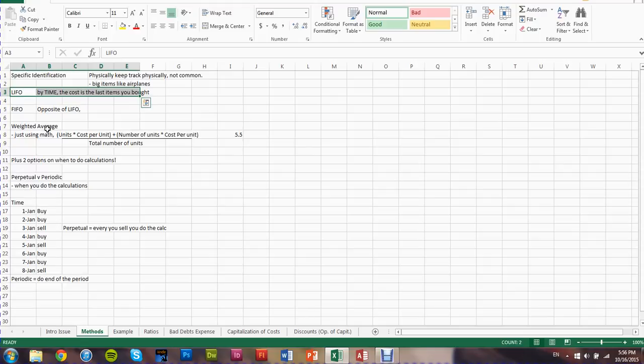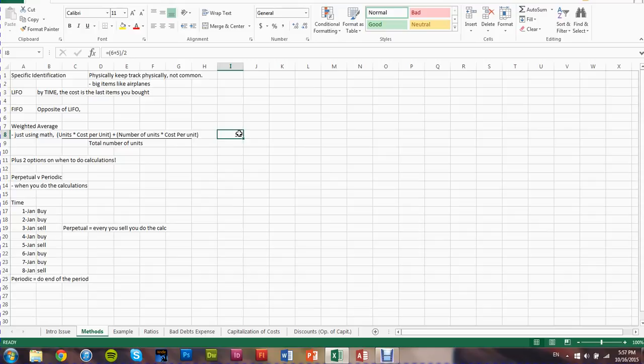And the in-between, I guess you could say, well, not really, it's just a different method, weighted average, which is just using math. So the general formula is each parentheses is a different time that you buy, at a certain price point. So at some point in time, you bought so many units at a cost per unit, times cost per unit, plus, and then in parentheses, the different number of units at their different cost per unit, and then you divide by total number of units.